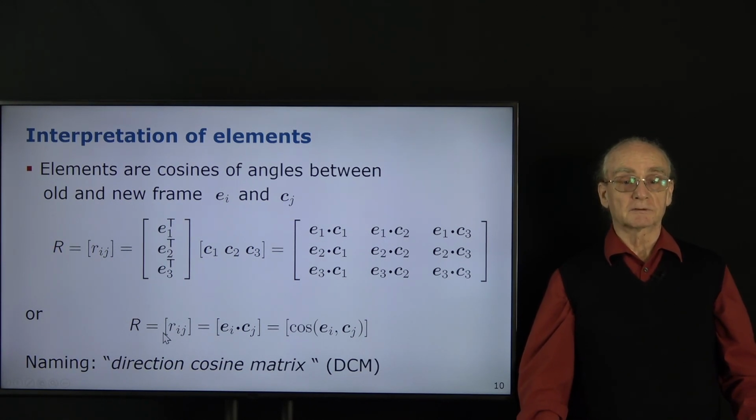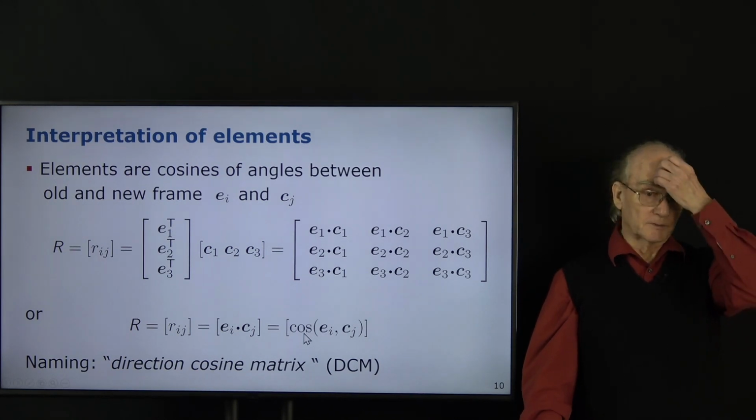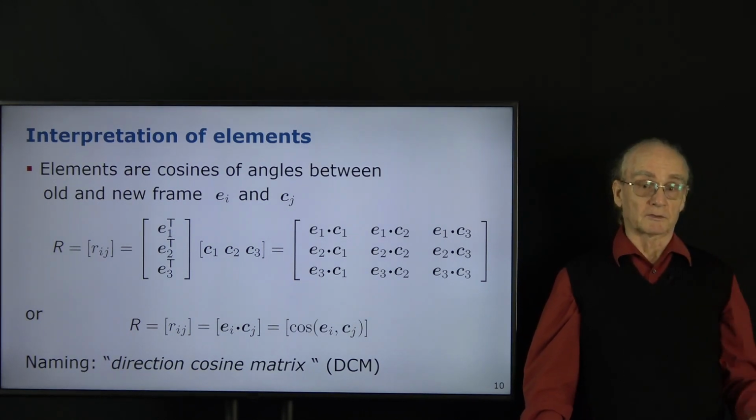So the rotation matrix consists of these 3 by 3 elements, which are the inner products of the unit vectors multiplied with the column vectors, or which are the cosines of the angles between the basis vectors and the columns of the rotation matrix. That means the rotated vectors. That's the reason why the rotation matrix in some contexts is called direction cosine matrix, because it contains the cosines of the directions of the coordinate system before and after the rotation.